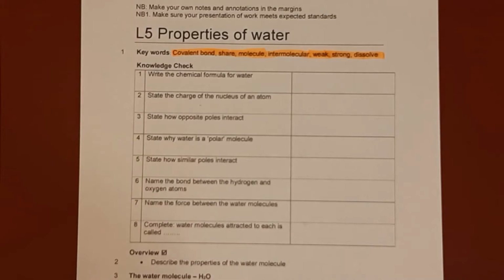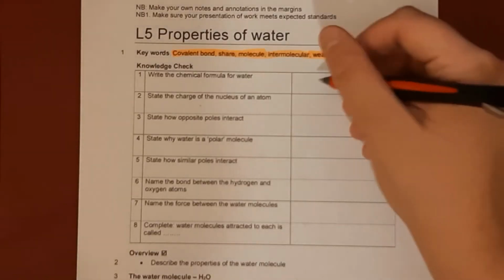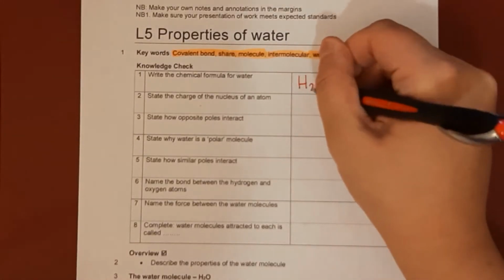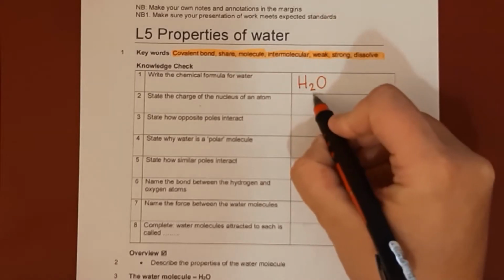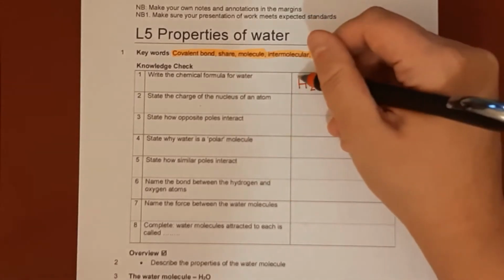So first off, I would like you to complete the knowledge check questions, please. You'll need to pause the video to do this. So the chemical formula for water is H2O, and the 2 must be small at the bottom.